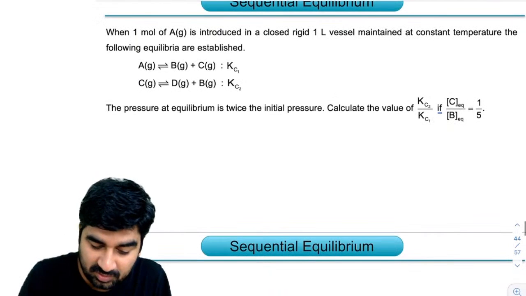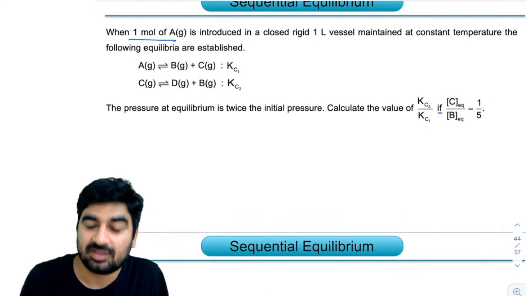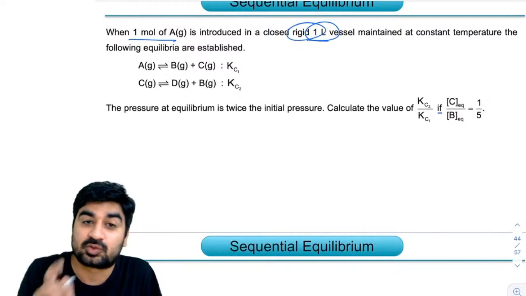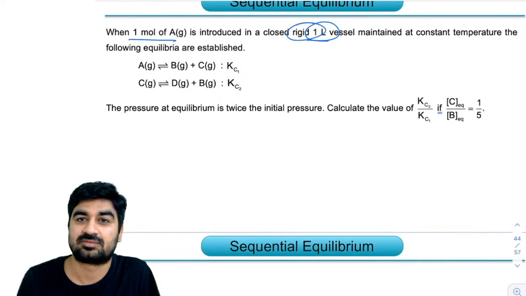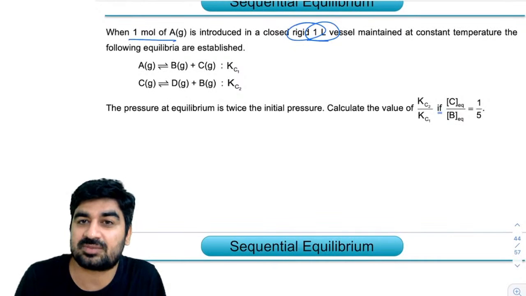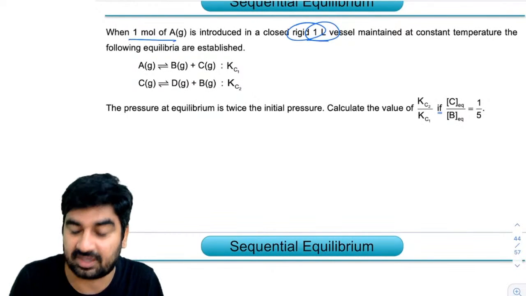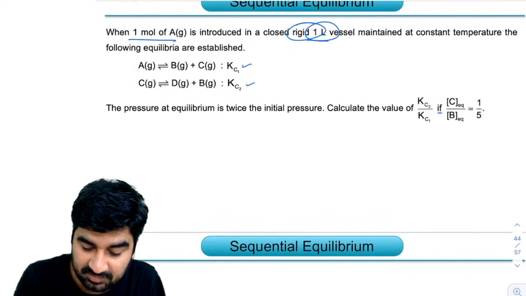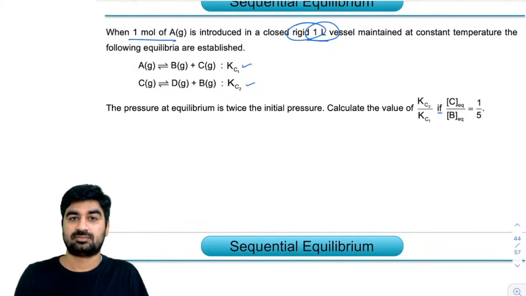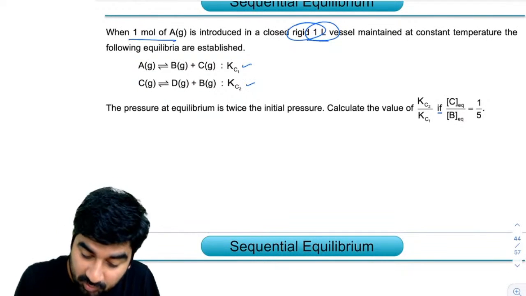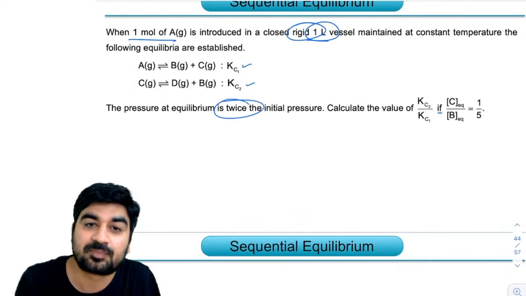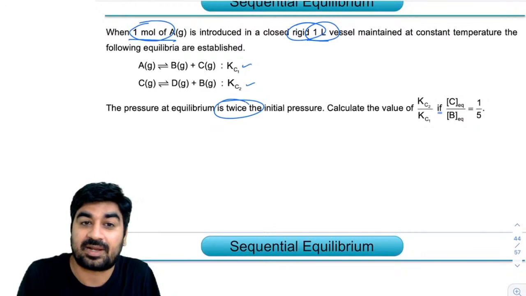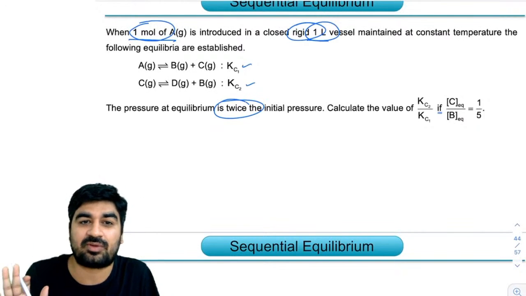So what will happen? You have 1 mole of A gas. It is introduced in a 1 liter vessel and it is rigid, so volume is not going to change. And the vessel is maintained at constant temperature, guys. So the following equilibrium is achieved. And at equilibrium, the pressure is twice. It means, guys, if you take 1 mole of A, pressure is twice. So now total moles are 2.